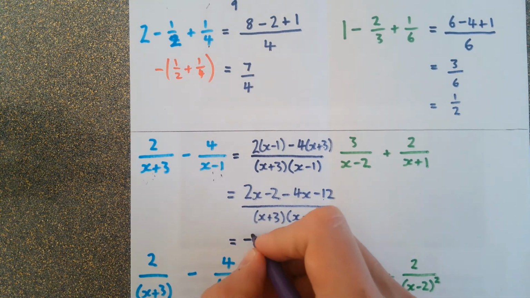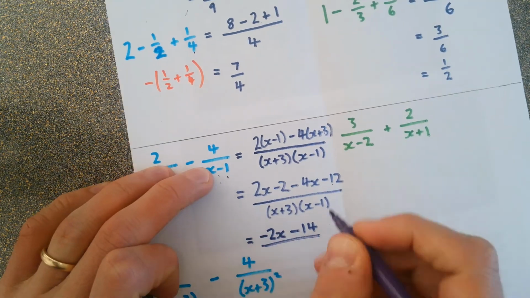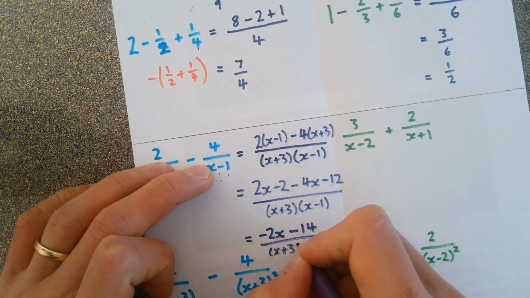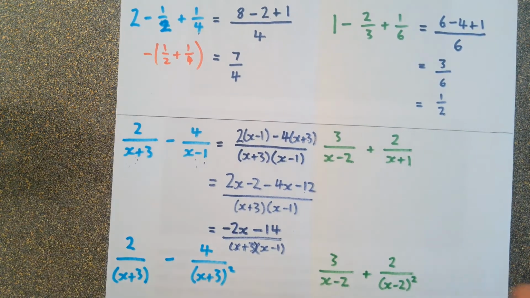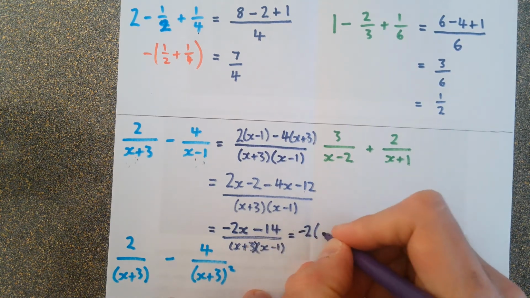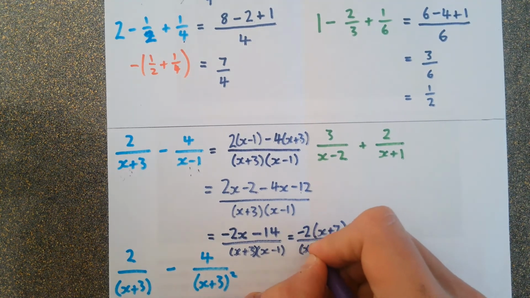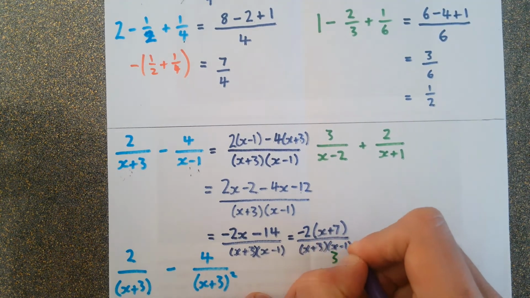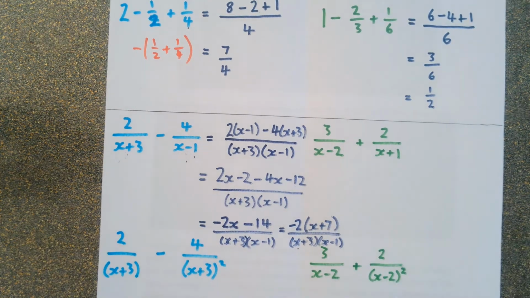So we get minus 2x minus 14 over x plus 3, x minus 1. And if we really wanted to, like I say, factorising is good, so we can actually pull out a factor of 2 on the top. I'll rewrite this as minus 2 times x plus 7 over x plus 3, x minus 1. We can't actually do any cancelling down here because we haven't got any common factors, but sometimes that makes it a little bit easier to deal with. Okay, so you have a go at your one on the right.